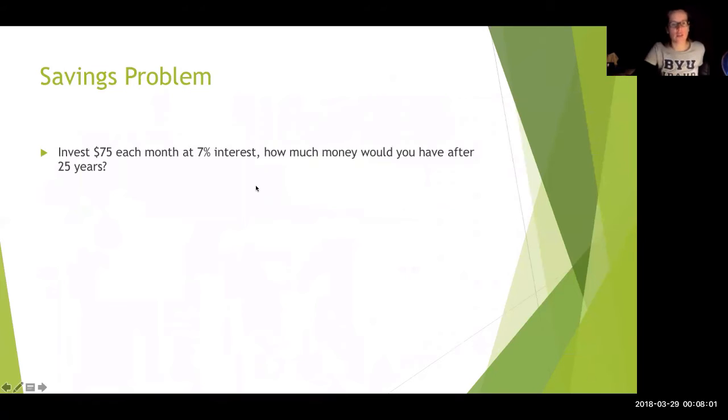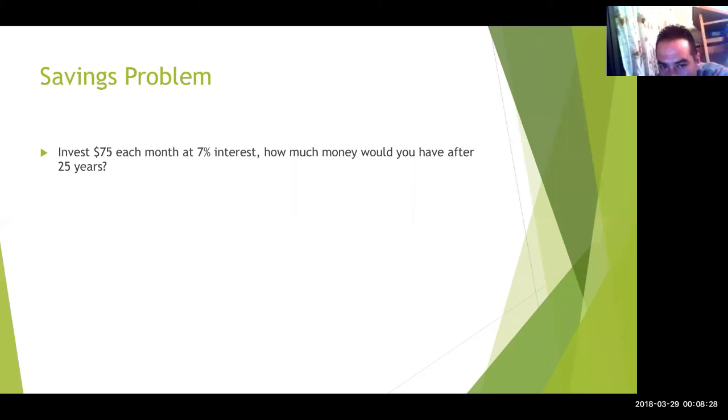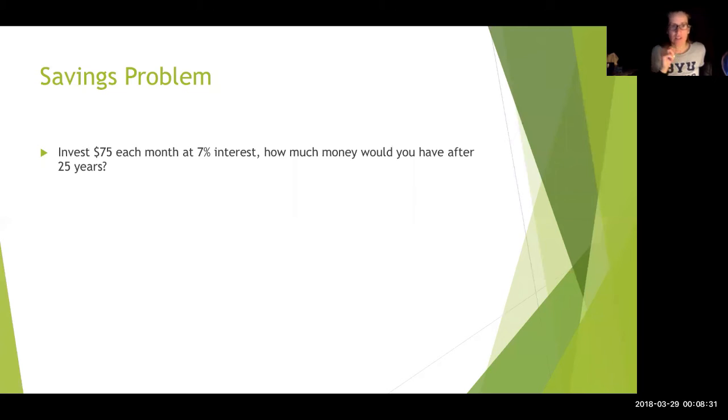I just wanted to point out that there could be a problem, probably will be a problem, where it asks you, if you invested $75 each month at 7% interest, how much money would you have after 25 years? This is what you did for the portfolio project. And when you're taking the test, they're going to allow you to use the spreadsheet. So you can go onto the spreadsheet and do your future value calculations to figure this one out. So make sure you practice something like this. So that's a heads up.